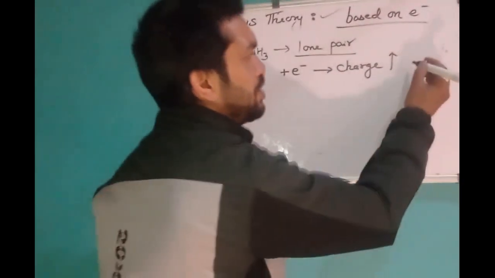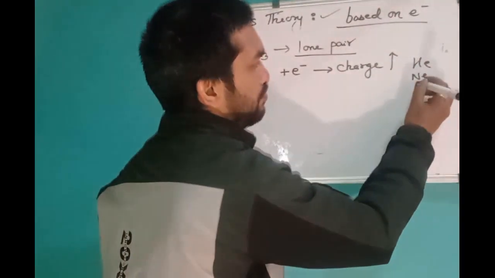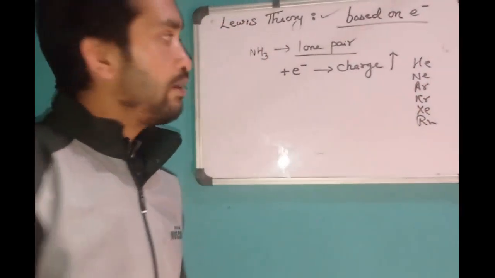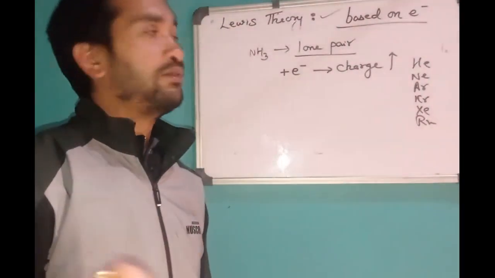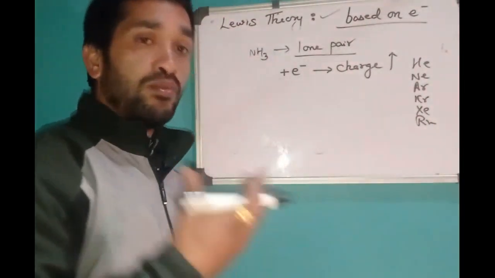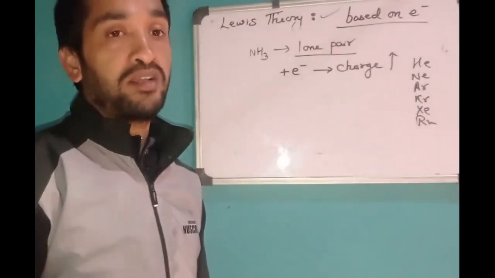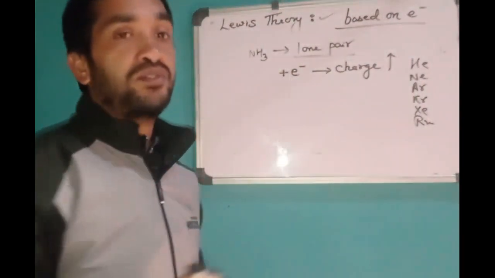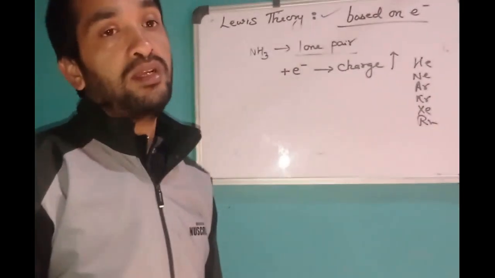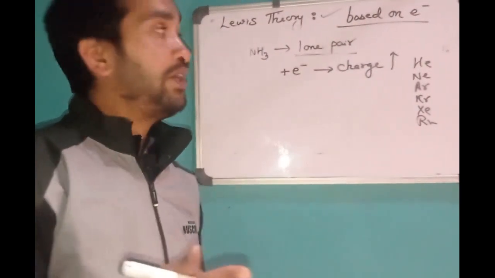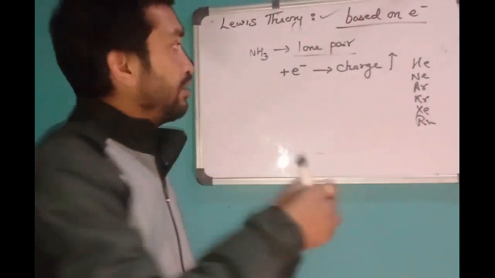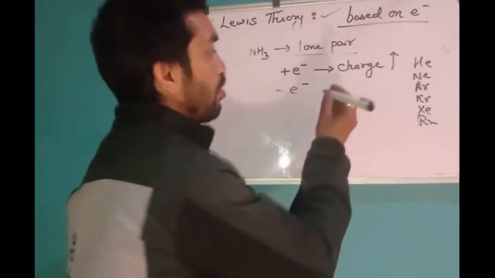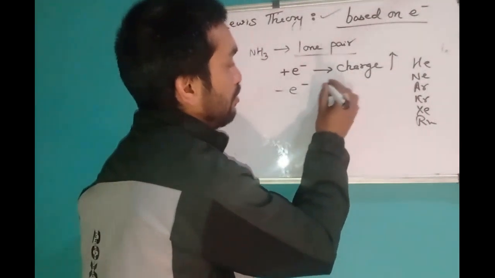That is why helium does not have any charge. Neon does not have any charge. Argon, krypton, xenon, radon, they don't show any charge. Why? Because they are stable. Stable means no charge. So if ammonia adds more electrons, it will increase its negative charge. Why? Already it has a lone pair of electrons, and electrons mean negative charge. So ammonia already has negative charge, and you are providing it more electrons. It means it will become more and more unstable. So it won't go for addition of electrons, rather it will go for losing electrons. Why? Because negative charge is already there on ammonia.